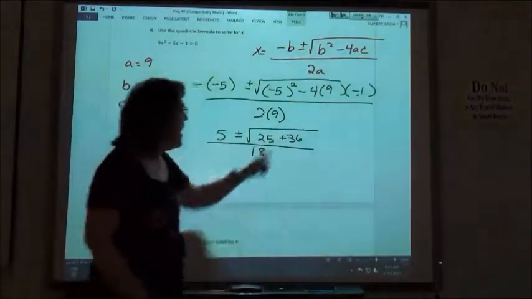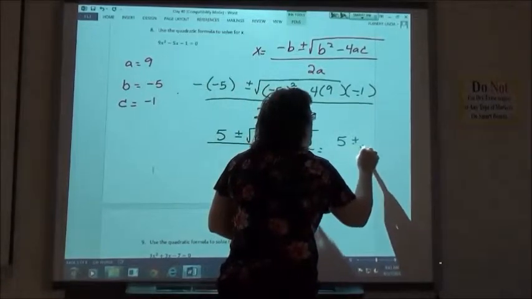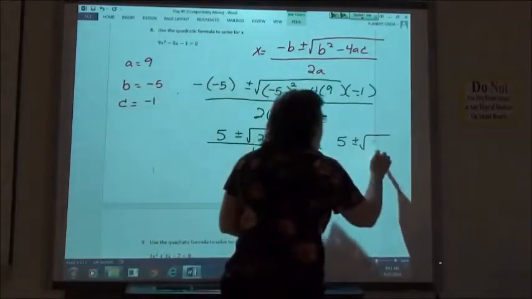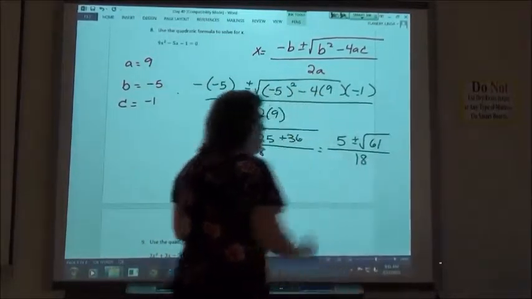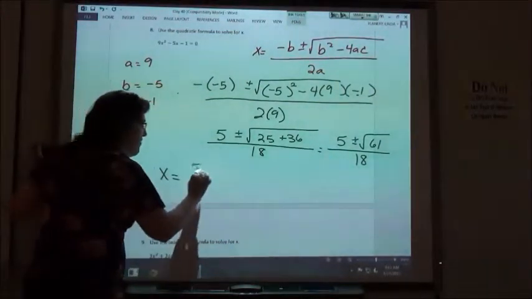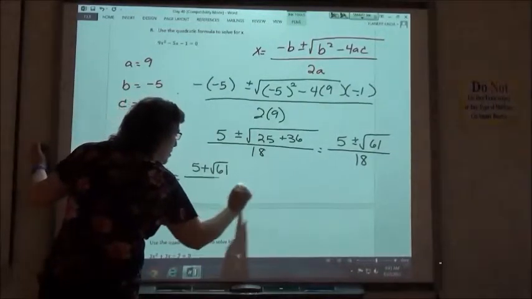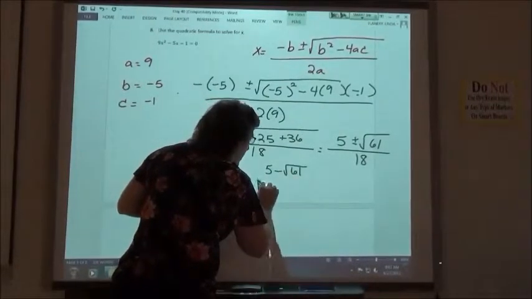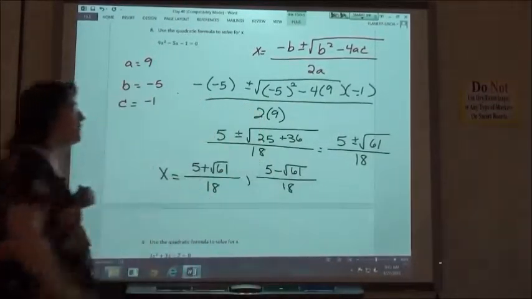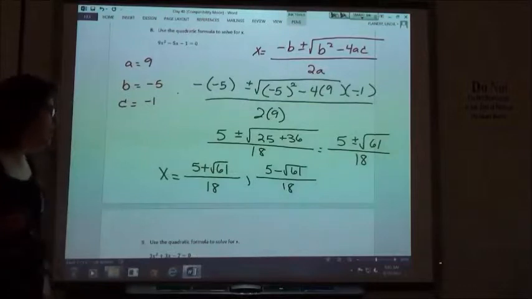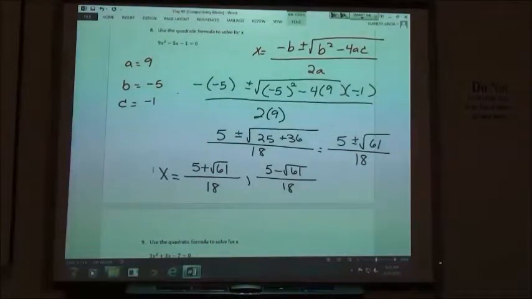So on this one here, we're going to add. We're going to get 5 plus or minus the square root of 25 plus 36, which would be 61, all over 18. So again, you're going to have your 2 different answers. X is going to be 5 plus the square root of 61 over 18, and 5 minus the square root of 61 over 18. Make sure that fraction bar goes under everything on the numerator, not just under the 61. Goes all the way across. So not so bad once you get the numbers in and you know where everything goes. Let's try one more of those.